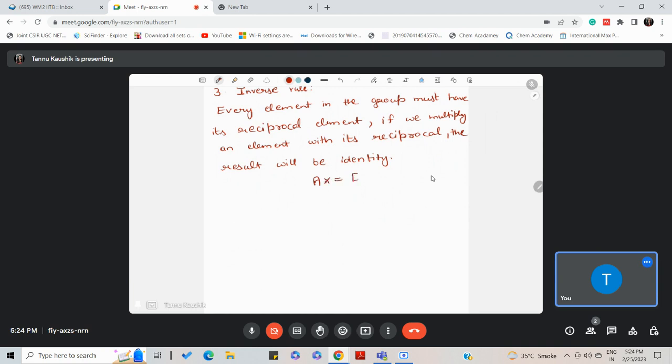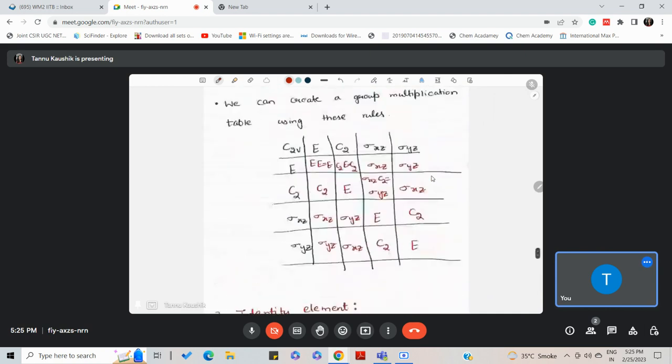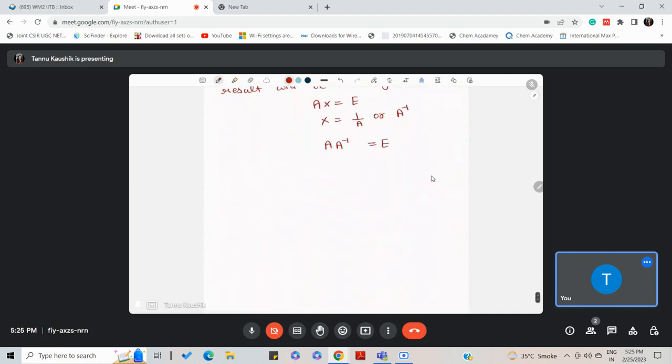So if Ax is equal to E, then x is equal to 1 by A, or we can say A inverse, such that A inverse A is equal to E. Okay. So now let us take an example to understand this rule. Again, the C2v point group.